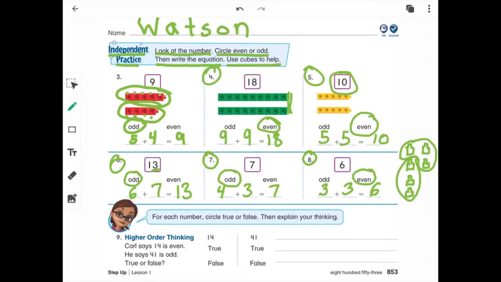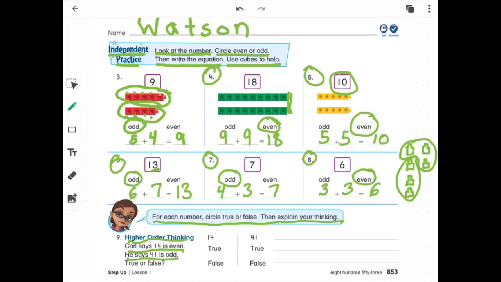It looks like we have a nice higher order thinking question right here. Let's get started. For each number, circle true or false. Then explain your thinking. You guys know I like to explain my thinking, so this is going to be fun. Higher order thinking. Carl says 14 is even. He says 41 is odd. True or false?